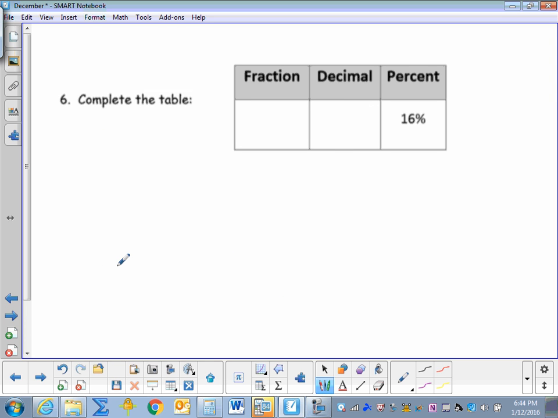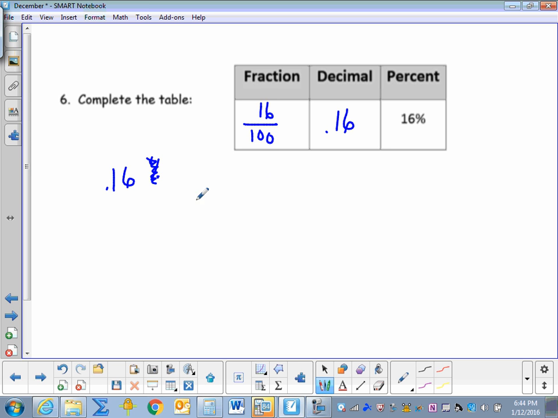Number 6, complete the table. We need to write a fraction and decimal for the percent 16. So when we have percents, 16%, we get rid of the percent sign and move the decimal 2 places. So our decimal is 0.16. It's 2 decimal places, so we take this number, get rid of the decimal, and put it over 100, where we have 2 zeros here.